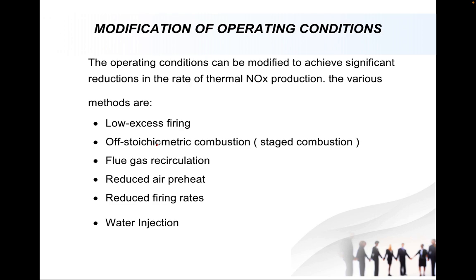We can use the staggered combustion process. Then flue gas recirculation, we can recirculate the flue gas, so the average temperature of the combustion will reduce. Air preheating, by reducing the air preheating also, we can reduce the combustion temperature. Through different ways we can reduce this, but whenever we apply any particular method, it is going to affect the combustion process also. So we have to keep in mind that whatever method we apply to reduce the temperature or to reduce the NOx, it should not badly affect the combustion process.